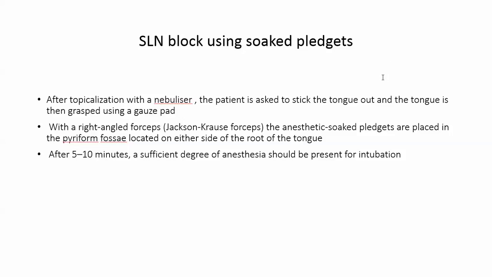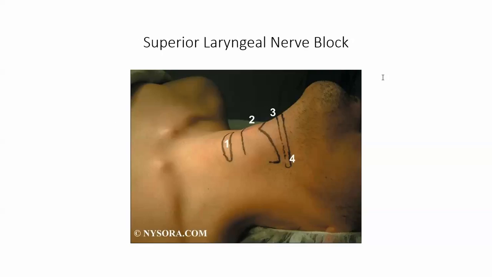After topicalization with a nebulizer, the patient is asked to stick the tongue out, and the tongue is then grasped using a gauze pad. The anesthetic-soaked pledgets are placed in the pyriform fossa located on either side of the root of the tongue using a right-angled forceps. The pledgets are left for 5 to 10 minutes, and a sufficient degree of anesthesia should be present for intubation.